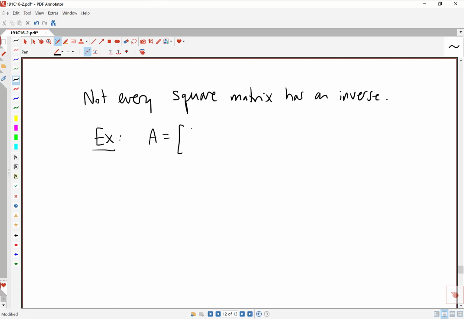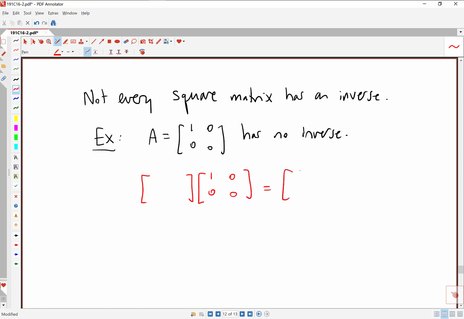So something like A equal 1, 0, 0, 0 has no inverse, and let's just try to understand why. So let's think about whether there could be a matrix that we could put here to multiply with our matrix A to give us the identity matrix. That's the idea. If A had an inverse, then we would be able to find this matrix A inverse so that when it multiplies with A, we get I. Okay, so we're basically asking, is there a matrix out there that could work?